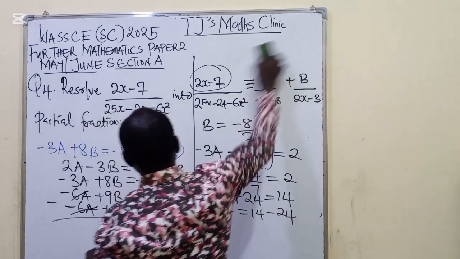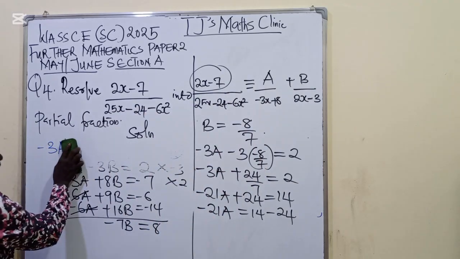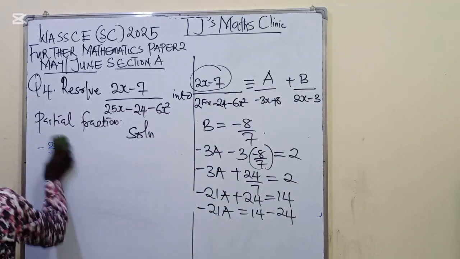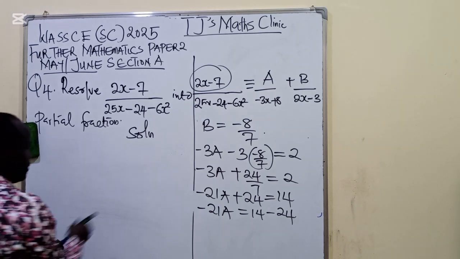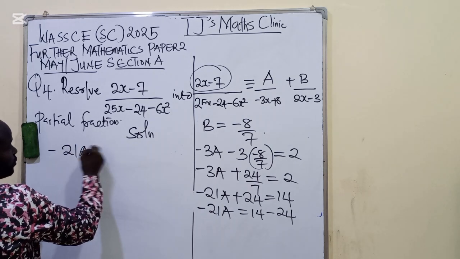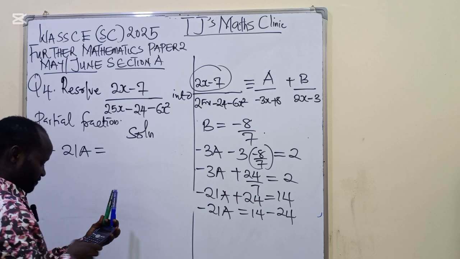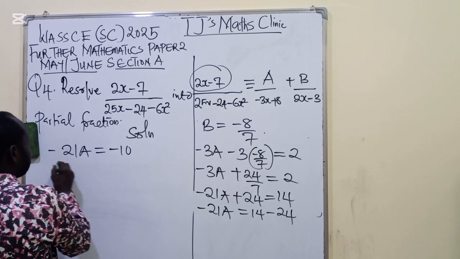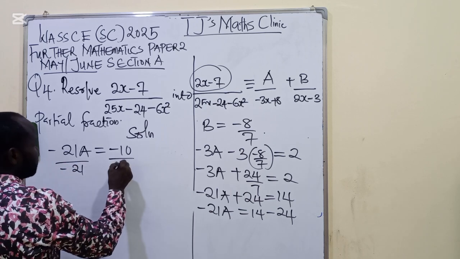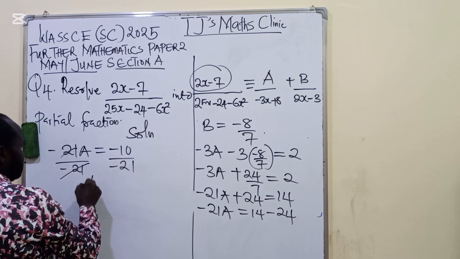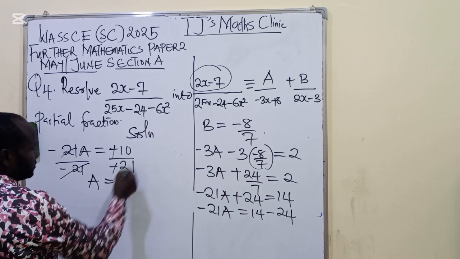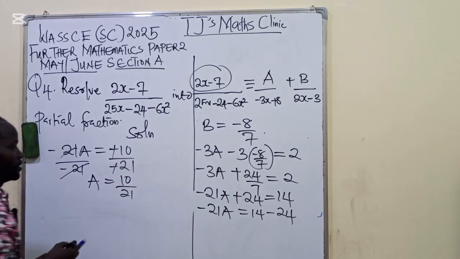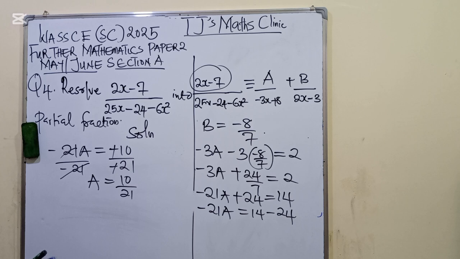Our aim is to find a, since we know b as minus 8 divided by 7. So we have minus 21a equals 14 minus 24, that's minus 10. Divide both sides by minus 21. Then a now will be 10 divided by 21. Can we reduce this? No. So this is our a. a is 10 divided by 21.